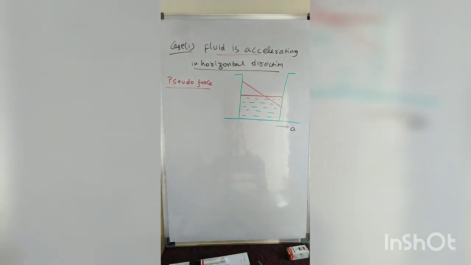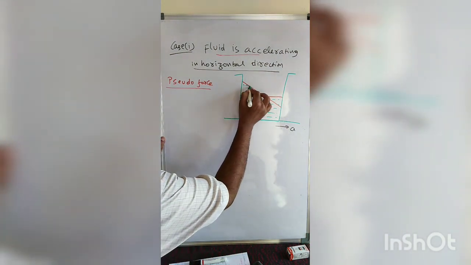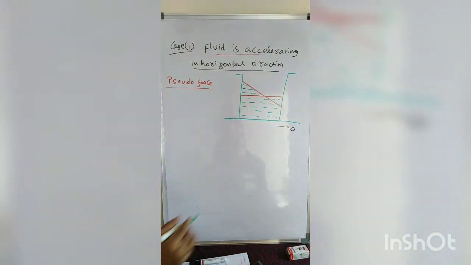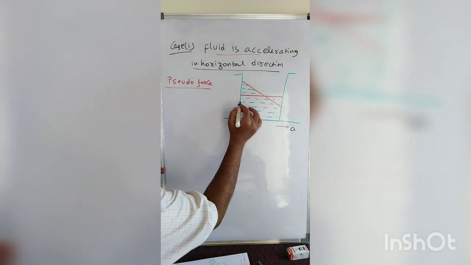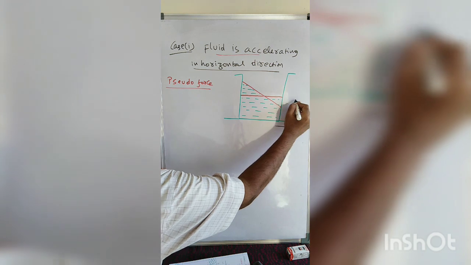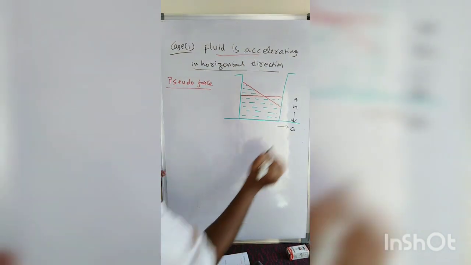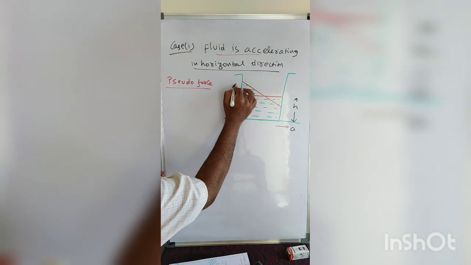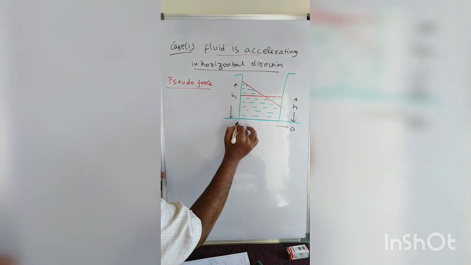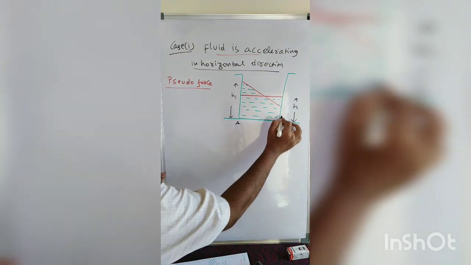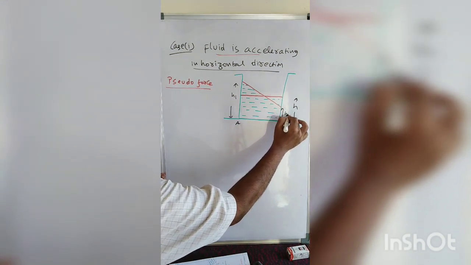Okay, the fluid level will change, and we will get different heights here. Observe carefully. The original height is h. But now it became height h1 at A, and at B it is height h2.